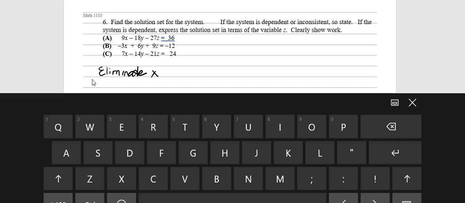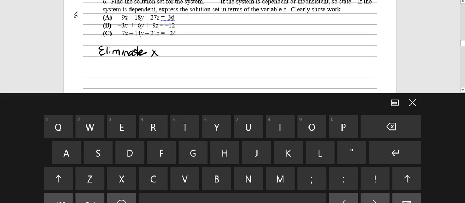All right, I'm going to use A and B to do this. So I see that if I'm focusing on x, if I have a 9x in equation A and negative 3x in B, so if I add A to 3B, I'll eliminate the x terms.